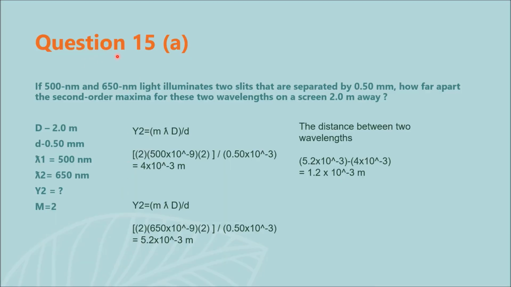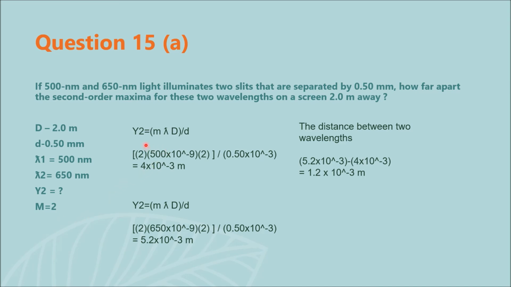Okay, for question 15a, the question is, if 500 nanometer and 650 nanometer light illuminates two slits that are separated by 0.5 millimeter, how far apart are the second order maxima for these two wavelengths on a screen 2.0 meter away? So the capital D is 2 meter, the small letter d is 0.5 millimeter, lambda 1 is 500 nanometer, and the second lambda is 650 nanometer. The order number m is 2, and we want to search for y2.